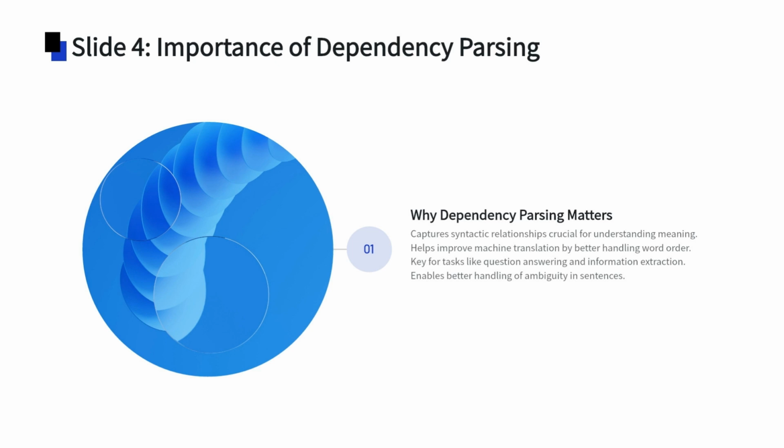In question answering systems, dependency parsing helps to identify the key parts of the question and map them to the relevant parts of a passage. In information extraction, dependency parsing helps extract relations and entities more effectively by understanding how words are related in the context of a sentence. Additionally, dependency parsing aids in handling syntactic ambiguity, such as distinguishing between different interpretations of a sentence based on word dependencies.